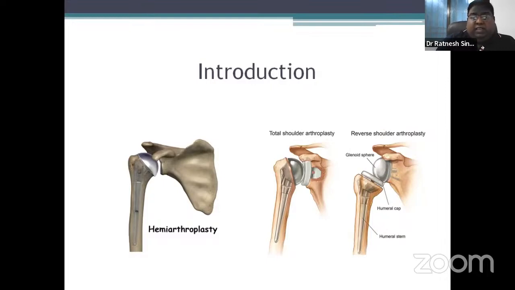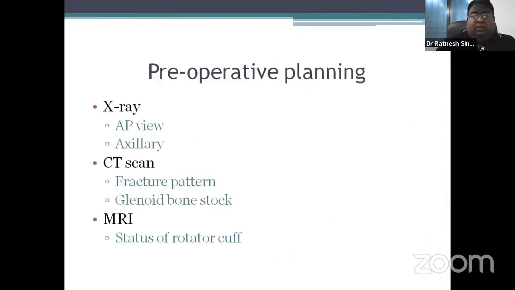In all these types, a few things are common. One is preoperative planning. For preoperative planning, you should first take the X-ray, AP view in the scapular plane, that is the 30-degree oblique view. In this view, you can see the fracture pattern or even the arthritis. You can see the glenoid condition and the proximal migration of the head. You can appreciate on this AP view an idea about the condition of the rotator cuff.